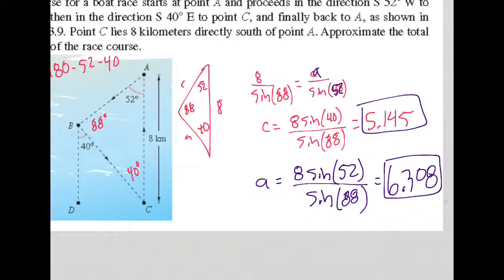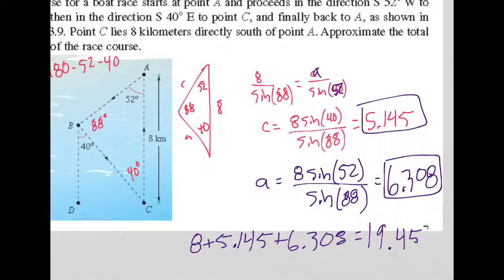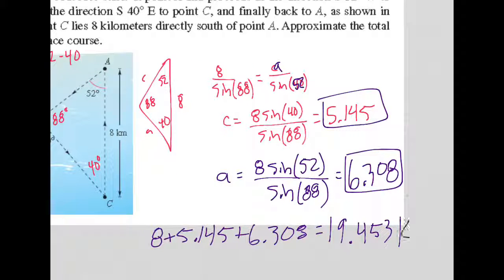Now, are we done? No, we need to add all three of these sides up because we want the total distance of the race course. So we need to take the original side length we knew, which is 8. We need to add to that our 5.145 and add to that our 6.308 to get our total distance of 19.453. And what are our units? Our units are kilometers. And there you have it. Law of sines in action.